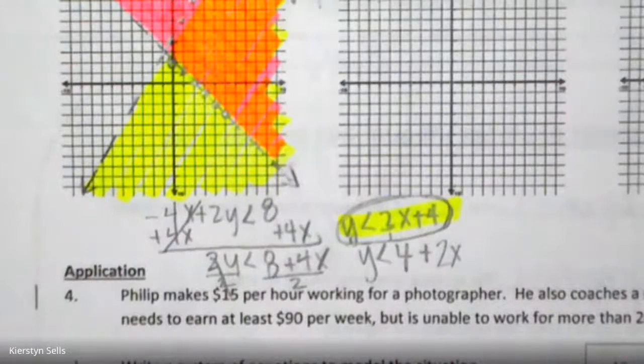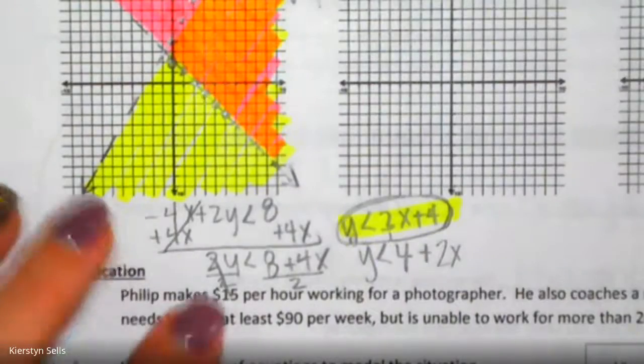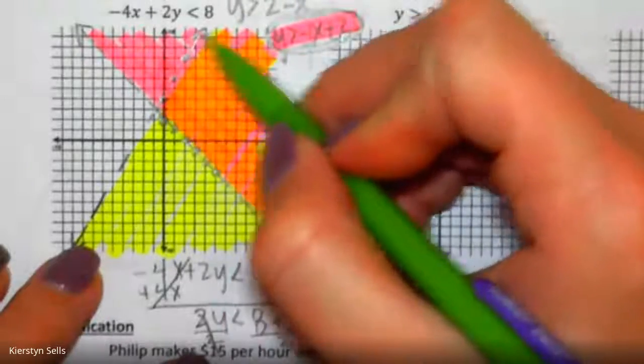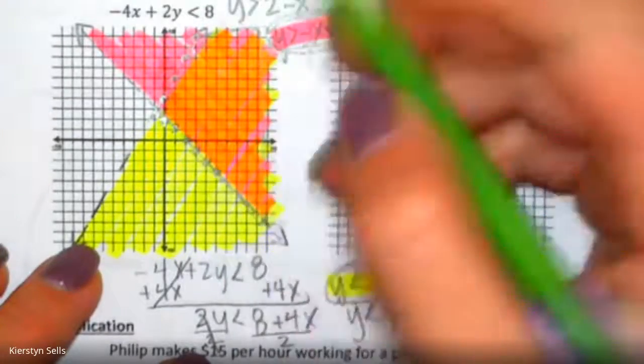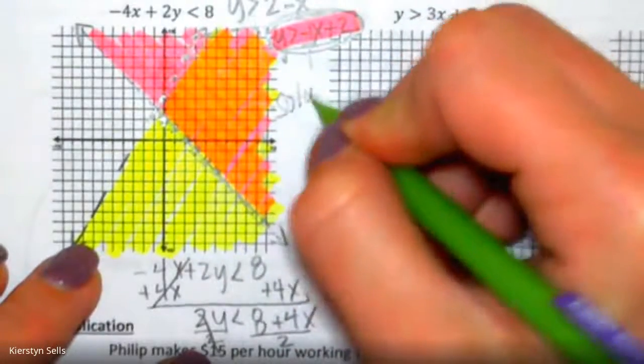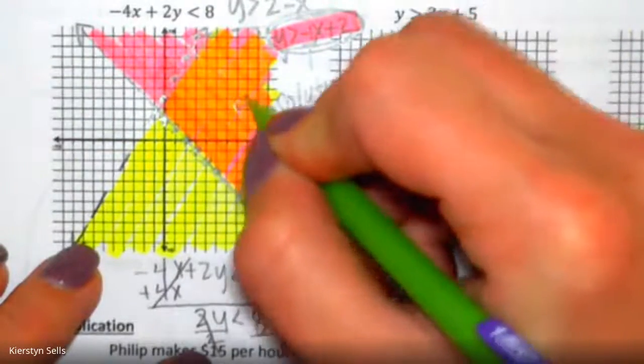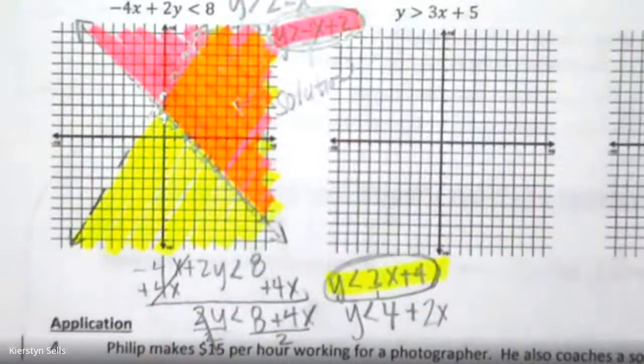So we see where it overlaps. So anything in this area is a solution. Anything in that orange part on mine is a solution.